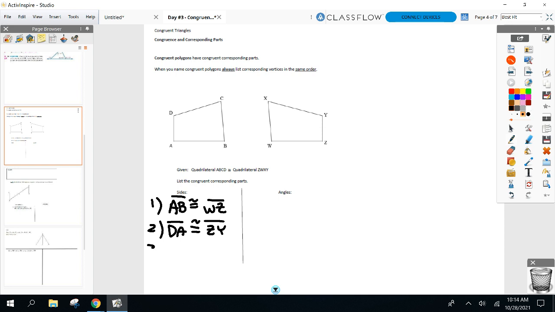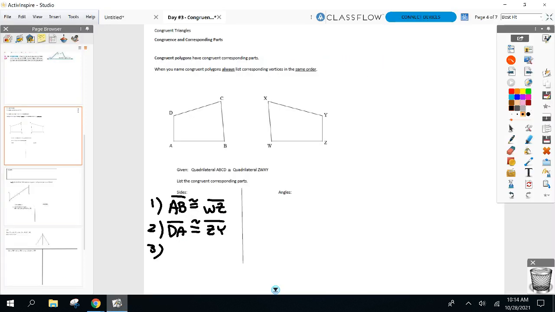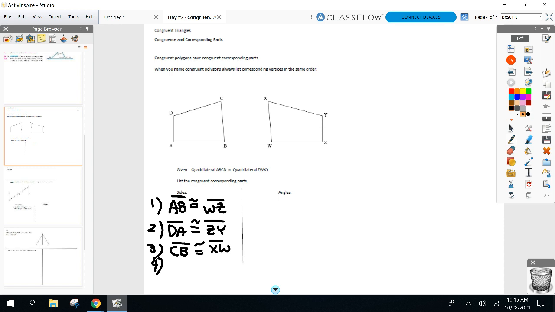Keep rolling here with me. Another pair of sides that match up. CB and XW. Yes, CB and XW are congruent. And then the final pair that has not been given to me. DC and XY. I like it. Thank you, Zach. DC is congruent to XY. Again, why are they all congruent? Because the figures are congruent.